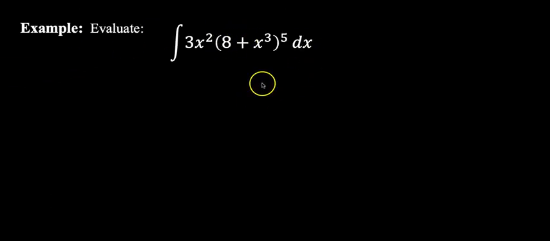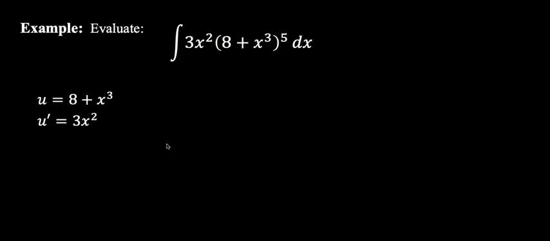So what should u equal for this example? Well, a good choice for u would be this inside part, 8 plus x cubed. Now we find u prime by taking the derivative of this with respect to x, which gives us 3x squared. The reason we know this is a good choice for u is because u prime appears in our integrand.